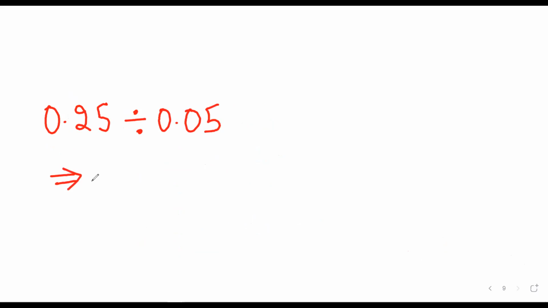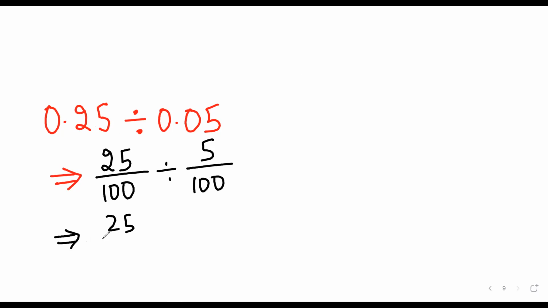Okay, Sanvi, what should I write? 1 by 4 divided by, arre dada, say it the way I am telling you. 25 upon 100, shabash, divided by 5 upon 100, shabash, which is equal to 25 upon 100 into 100 upon 5. Shabash. So 100 gets cancelled. It will be 25 upon 5, which is equal to 5. Arre dada, here also cancellation will happen.